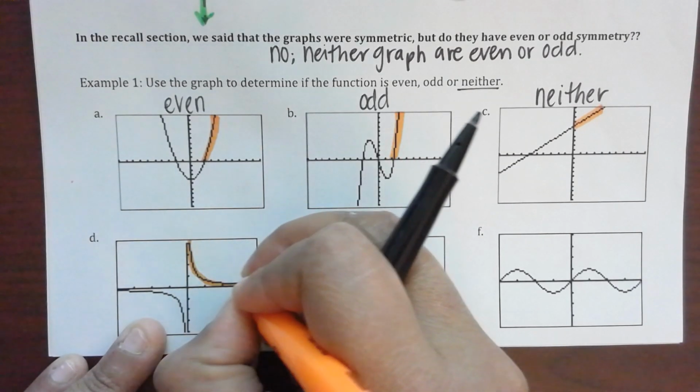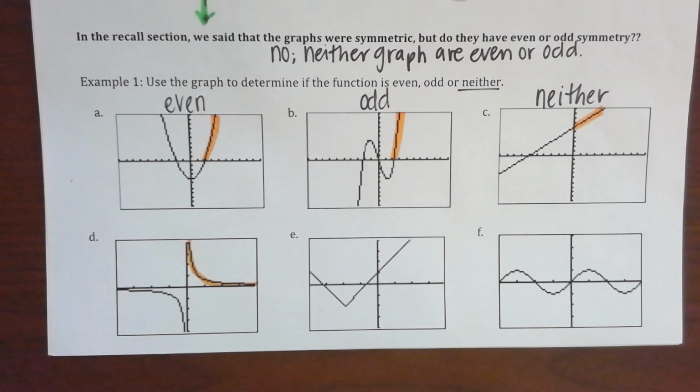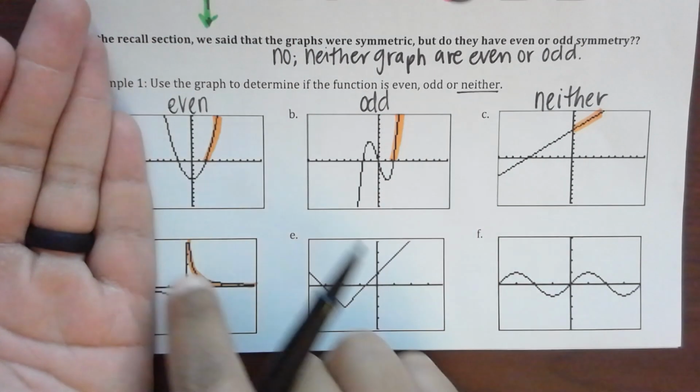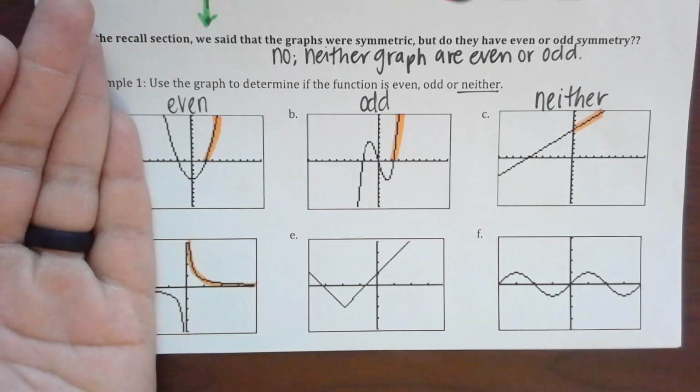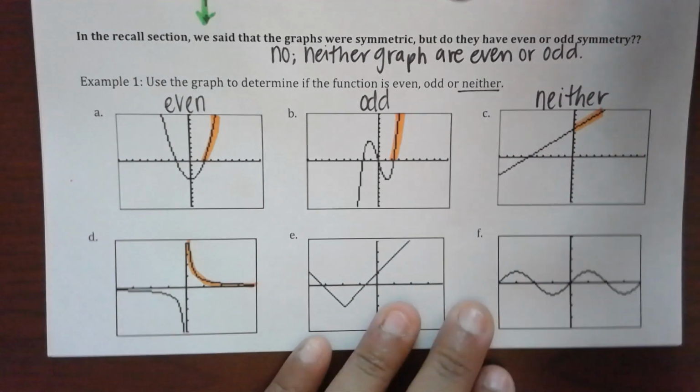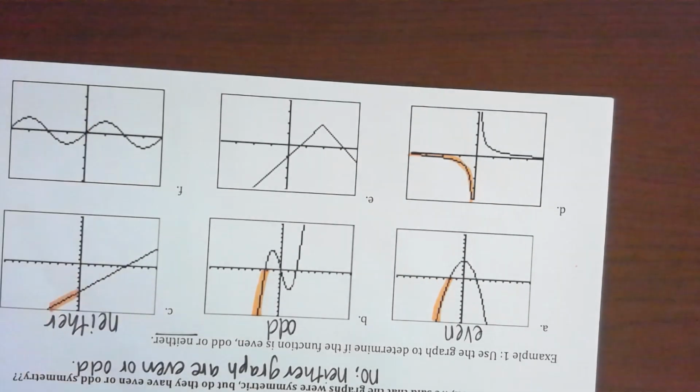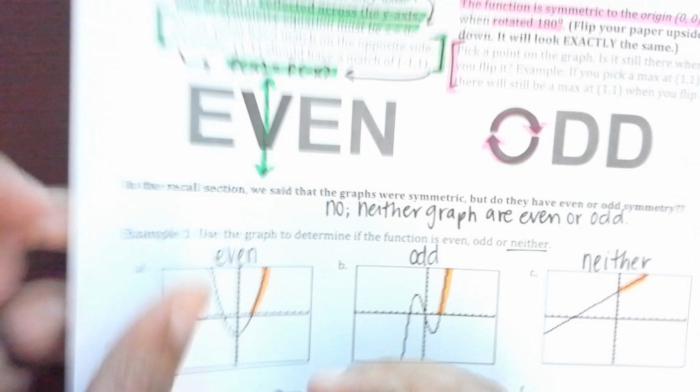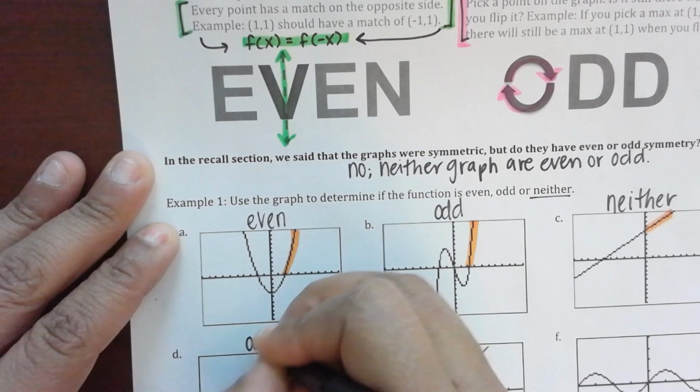Looking at D, highlighting my piece right there. So I know if I flip it, there's nothing in that quadrant that matches it. So it can't be what? Even. Can't be even. But can I rotate it to see if it looks exactly the same? Does it look exactly the same? So it makes it what? Perfect. Y'all are doing great.